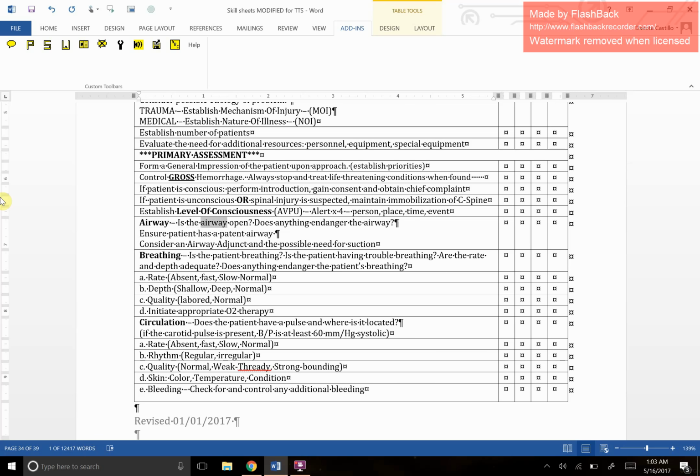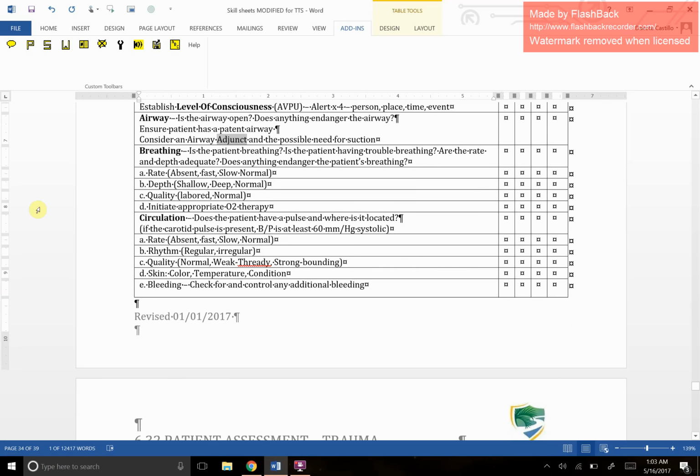Airway. Is the airway open? Does anything endanger the airway? Ensure patient has a patent airway. Consider an airway adjunct and the possible need for suction. Breathing. Is the patient breathing? Is the patient having trouble breathing? Are the rate and depth adequate? Does anything endanger the patient's breathing?